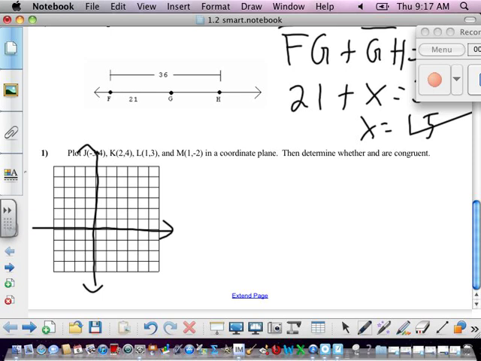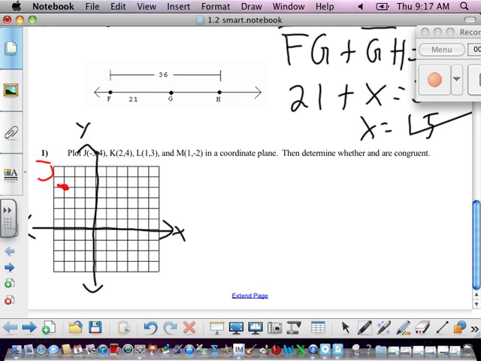And I'm going to label them. I know this one's my X, this one's my Y. Okay. And then I'm going to plot all the coordinate points that they said. J is at -3, so I go 1, 2, 3, 4. 1, 2, 3, 4. And I'm going to make sure I write J next to it.